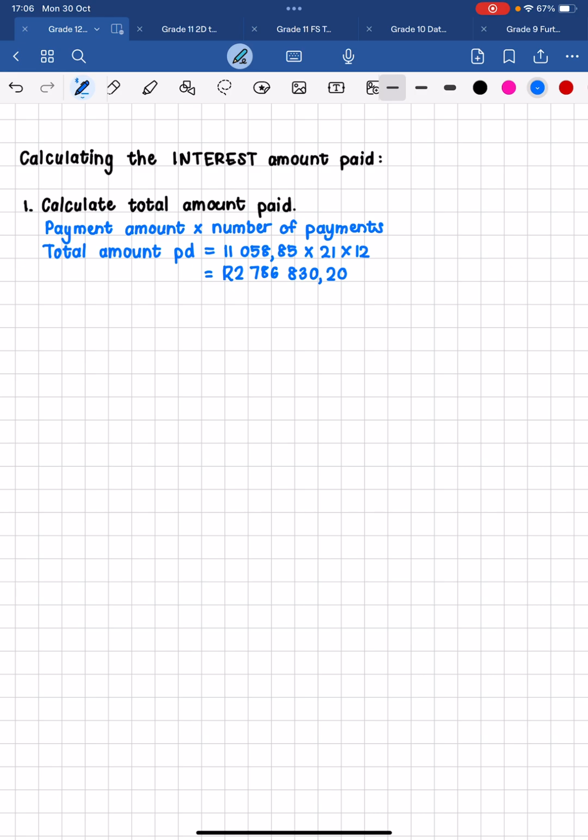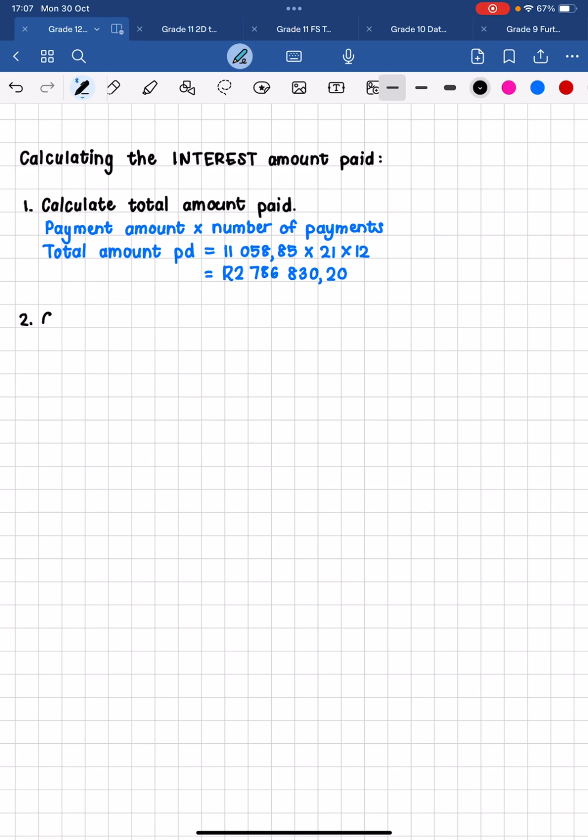All right, so that is alarming, guys. The loan that he took out was actually only for 1,050,000 Rand. After 21 years, he's already paid this much, and he must still pay for another 4 years, this amount every month. Okay, so that is always your first step. If you haven't calculated that before, you need to calculate that. All right, the total amount paid.